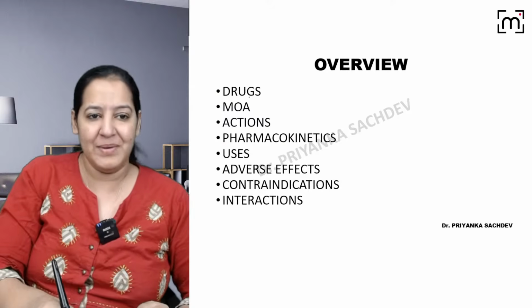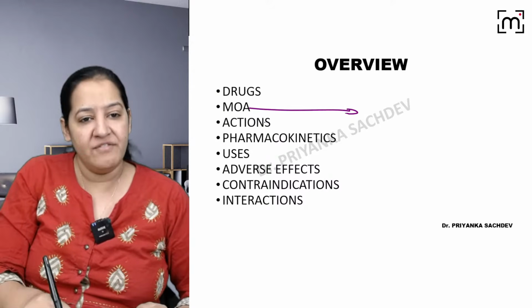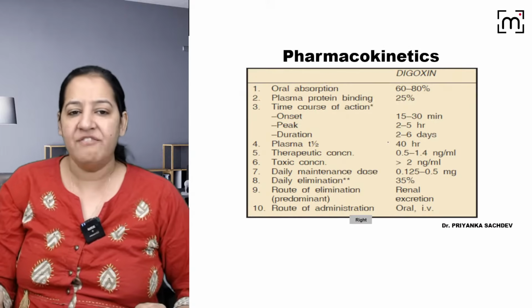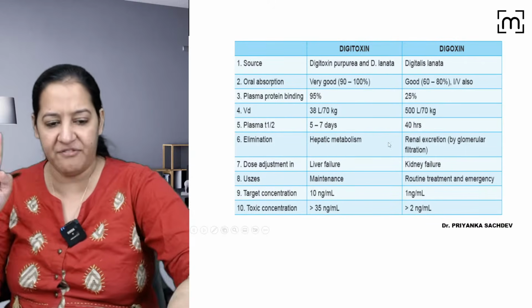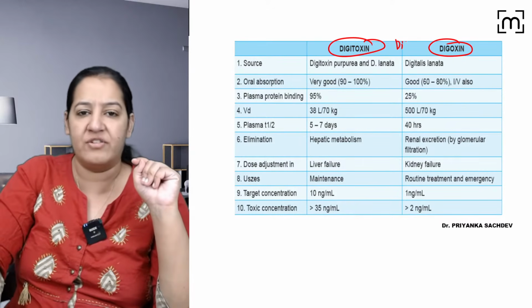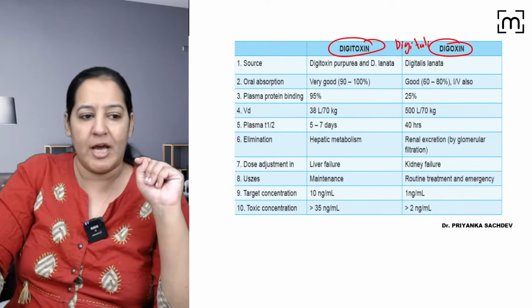So that is the action. You have seen the mechanism of action. You have seen the action. Now coming on pharmacokinetics. Pharmacokinetics, you have to compare the pharmacokinetics of Digitoxin and Digoxin, the 2 types of Digitalis.